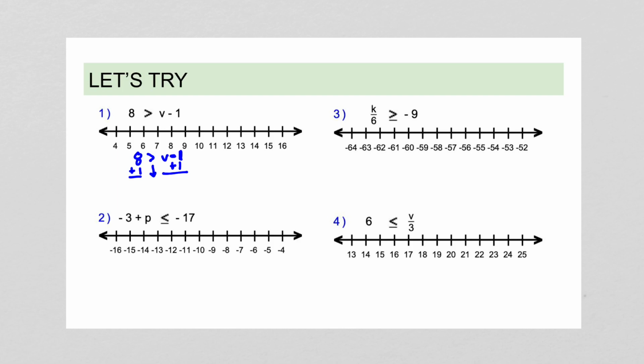I'm going to go ahead and carry down my greater than symbol. And 8 plus 1 on the left side is 9. And v minus 1, then plus 1, that gives me v plus 0, so I can just write v. So what I've really got is 9 is greater than v.